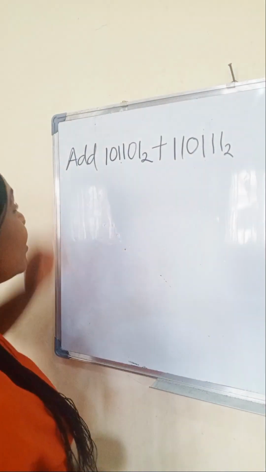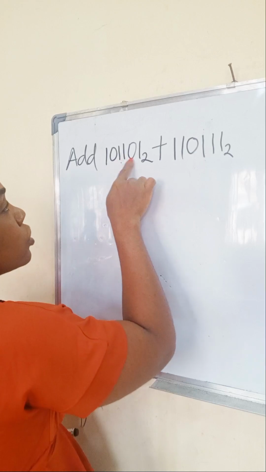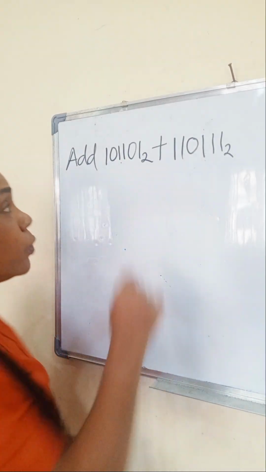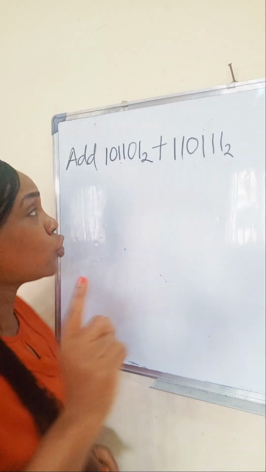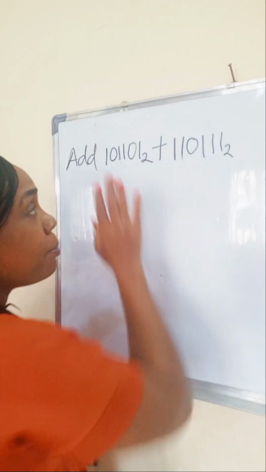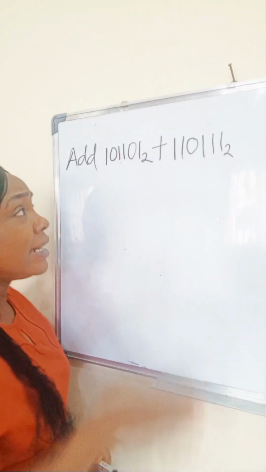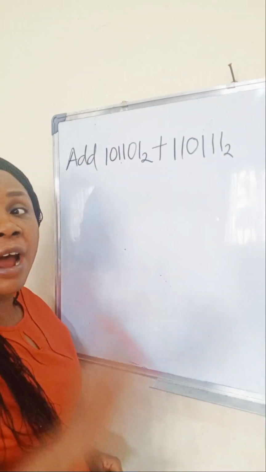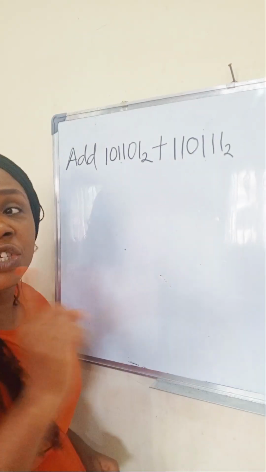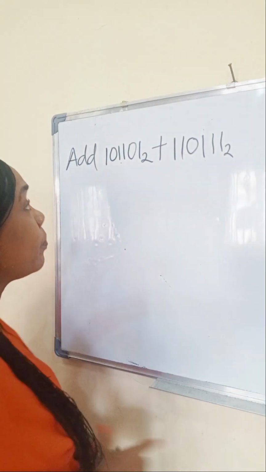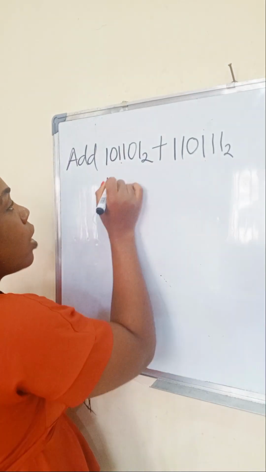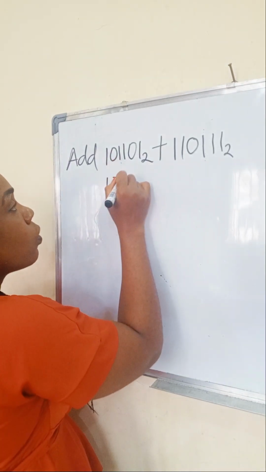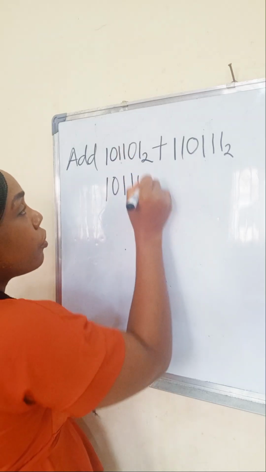We've been told to add 101101 in base 2 plus 110111 in base 2. Okay, these are base 2 numbers, and in base 2 numbers there are only 2 digits, zeros and 1. Okay, so now we are going to arrange this like this: 1 0 1 1 0 1 in base 2.